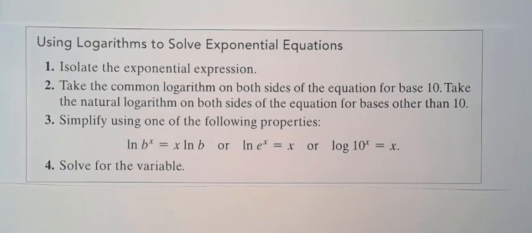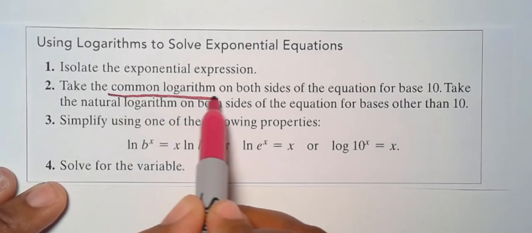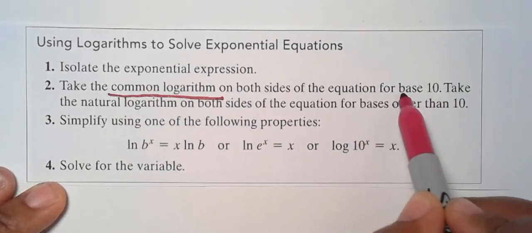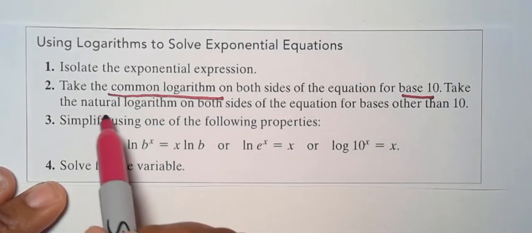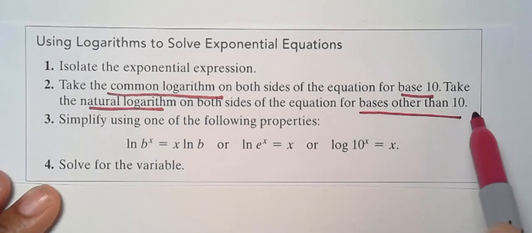Number one, this is going to be so important. We want to isolate the exponential expression. And we're going to do some examples where it's not isolated and we're going to have to convert that to where the exponential expression is by itself on one side. Then number two, take the common logarithm on both sides of the equation for base 10 and take the natural logarithm on both sides for bases other than 10.